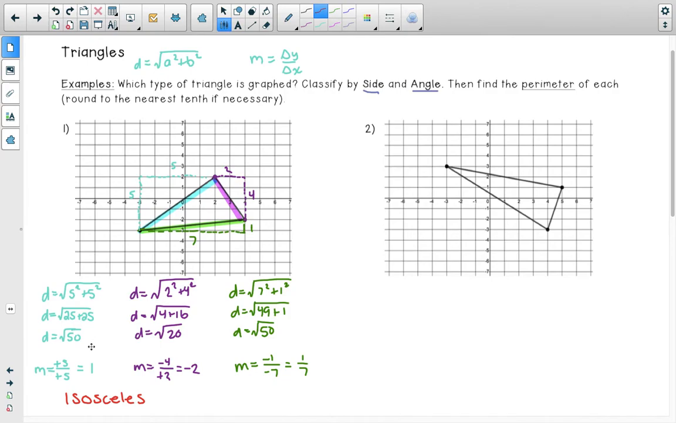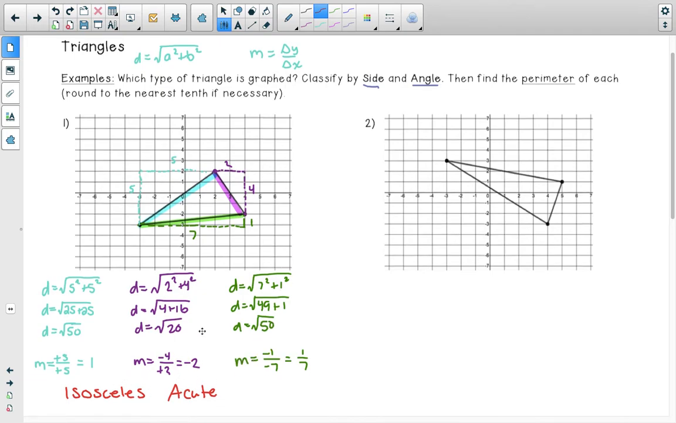All of the angles in here are smaller than 90 degrees, and we have no right angle, so we have no opposite reciprocal slopes. That means that we do not have any right angles, and all of them appear to be smaller than 90 degrees. Then, to name it by angle, it would be acute. This is an isosceles and an acute triangle, so we could call it acute isosceles.